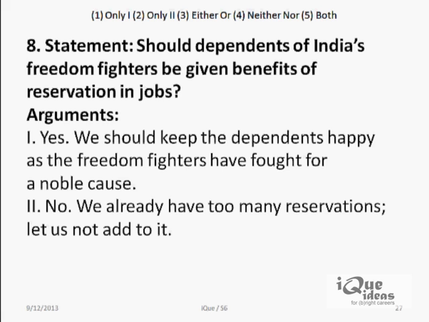The second argument is no, we already have too many reservations, let us not add to it. Now, if we have too many reservations, what sort of logic is that to prevent a new one from coming across? If there is a new reservation which has valid reasons, then just because there are many reservations already existing does not give us enough cause to prevent the new one. So this kind of argument is not technically a strong one, and hence we would say neither of these options is good enough.